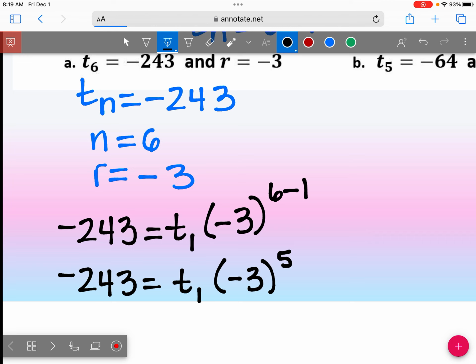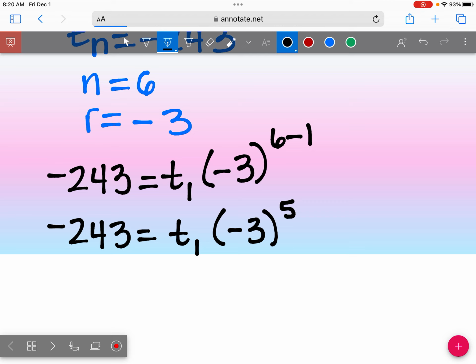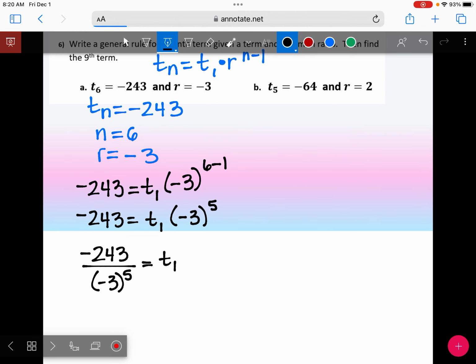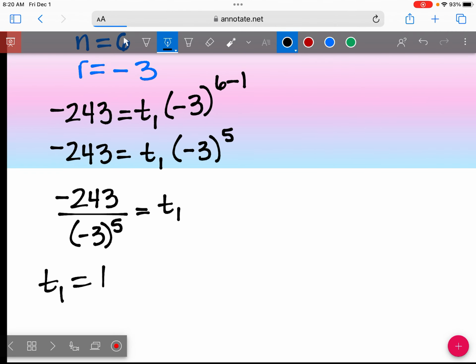This is an actual number, so I'm going to divide both sides by negative 3 to the power of 5. So in your calculator, you need to type in negative 243 divided by negative 3 to the power of 5, and that will be your T1. So go ahead, take a minute and figure out what that T1 would be. So you should get T1 is 1. Who got that? Positive 1. So now you're ready to write your rule.